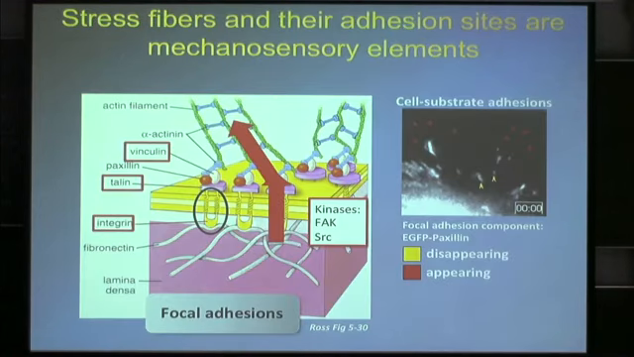I will go a little bit more in depth into this structure, because stress fibers together with these adhesion elements, the focal adhesions, are mechanosensory elements that sense forces from the outside and transduce those forces inside the cell. We call it outside-in signaling. So how do those structures sense force, or different forces, from the outside?